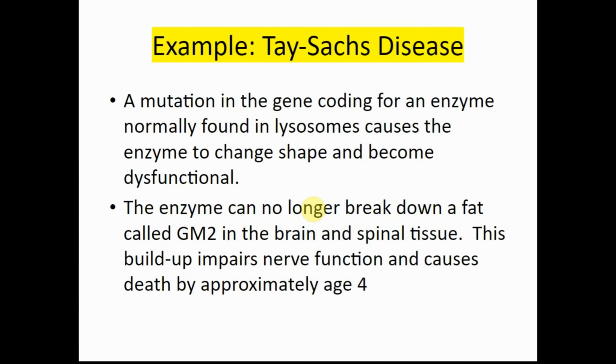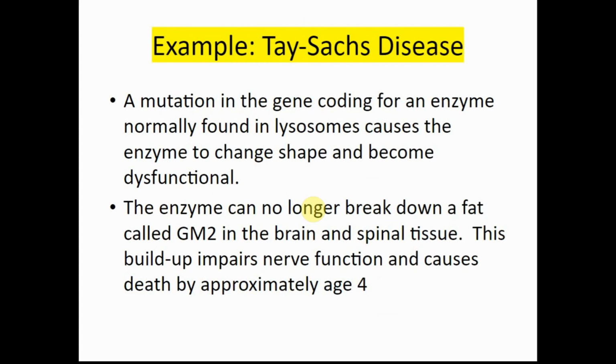Another example of a DNA mutation that causes a genetic disorder in humans is Tay-Sachs disease. And this is a gene that codes for an enzyme. It's normally present in the cell part called the lysosomes. And the lysosomes contain a variety of different digestive enzymes that break down other molecules. But in this case, that particular enzyme changes shape and it's no longer functional.